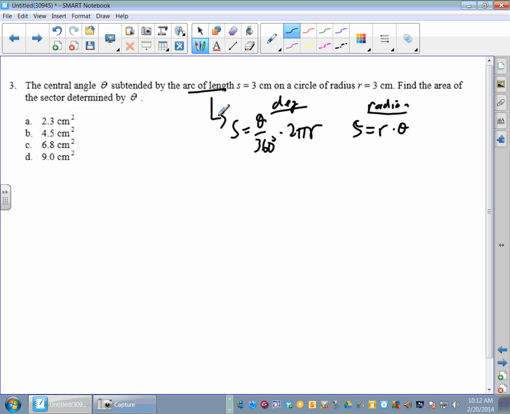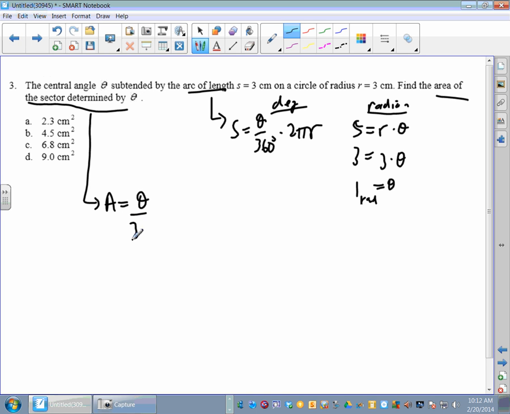I don't know, I'm kind of a radian type person, so I'd put 3 equals 3 times theta, so theta will equal 1, and make sure you realize that's in radians. Then it says find the area of the sector. Well, again, I gave you 2 choices for that. I said you could use your geometry formula of theta over 360 times pi r squared.